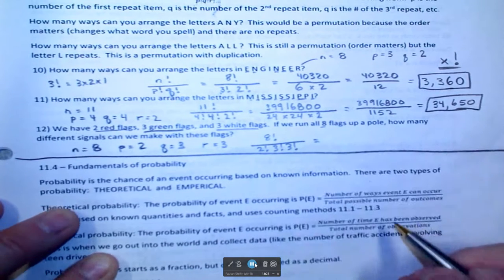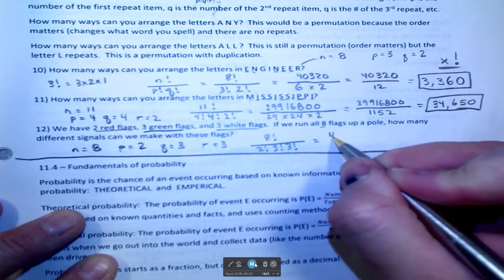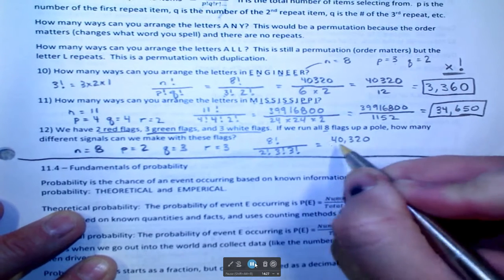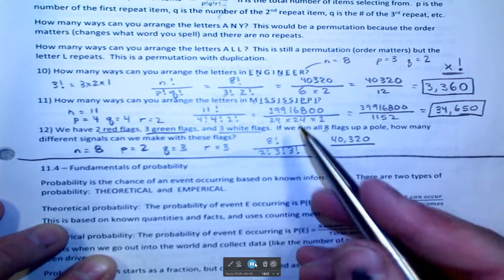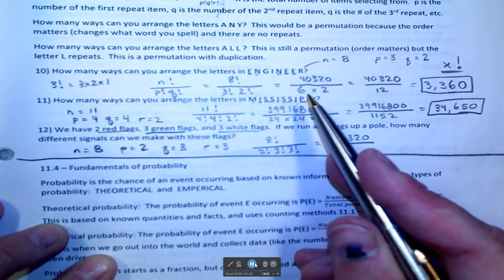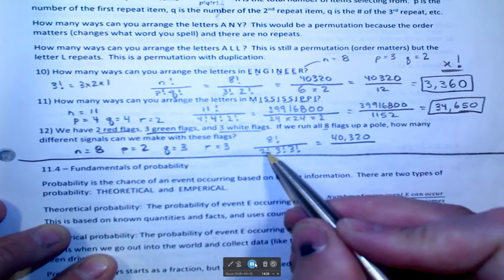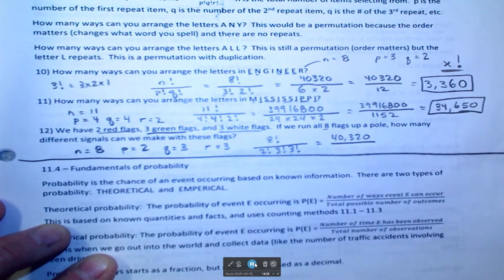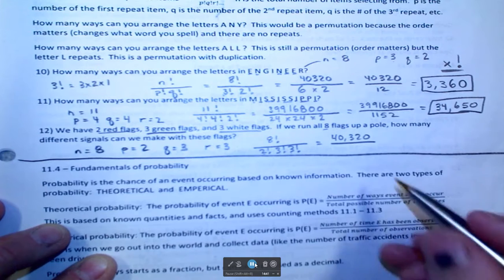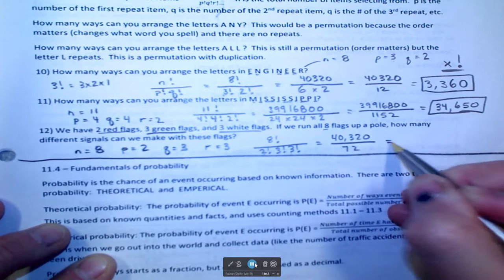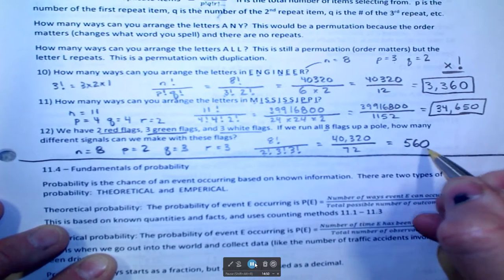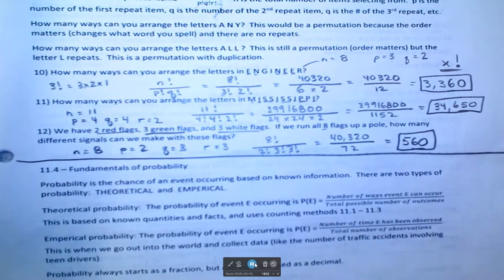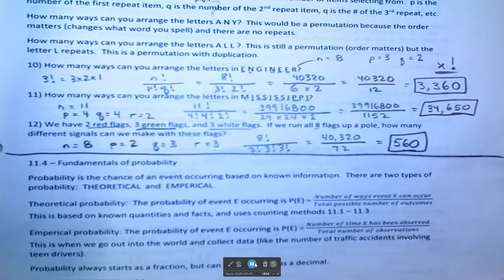Okay, well, 8 factorial we did earlier is 40,320. So we can kind of cheat. We can just copy that right off the paper. We did 3 factorial earlier was 6, and 2 factorial was 2. So this is going to be 2 times 6 times 6. So 2 times 6 times 6 is 72. And then we'll just divide these. So 40,320 divided by 72, and I get 560 unique signals that I can make with these 8 flags.